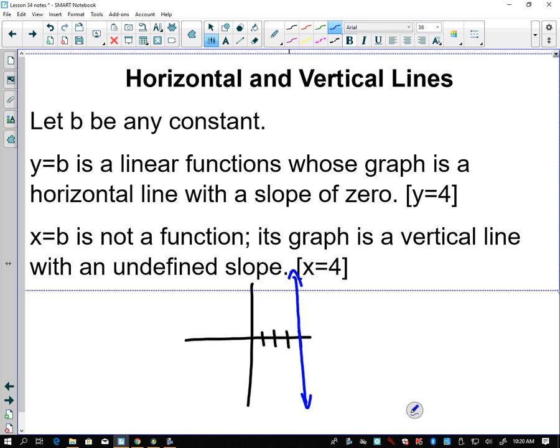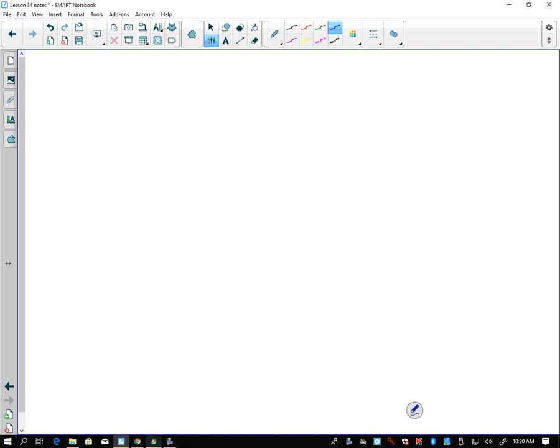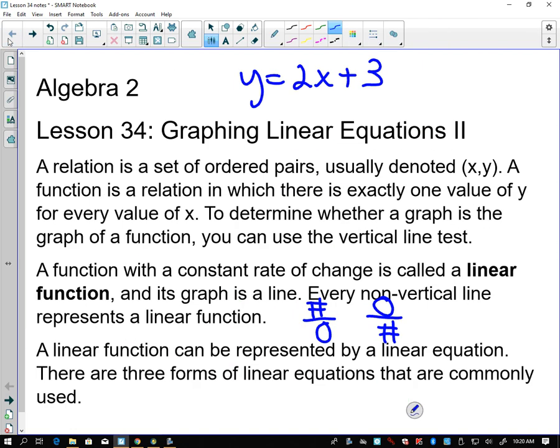All right, and so the slope of any x equals is undefined because it's a number with no run, right? It's 0 run. Rise and fall, but no run. So it would be a number divided by 0, which is undefined. Okay, that's the end of that at least.